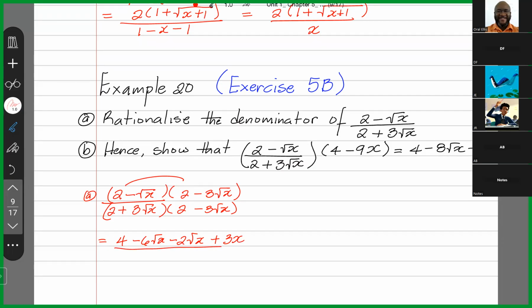And this is over 2 squared, which is 4, minus 3 root x squared, which is 9x. So this is going to work out at the top to be 4 minus 8 root x plus 3x. And at the bottom, I'm going to end up with just 4 minus 9x. Turning the page.